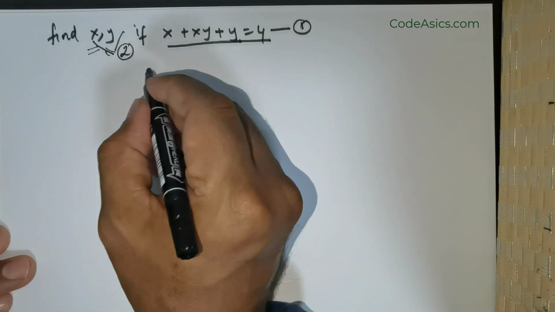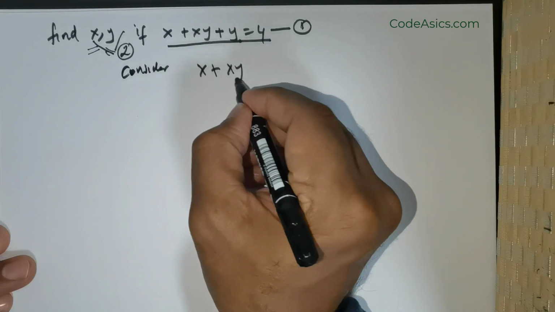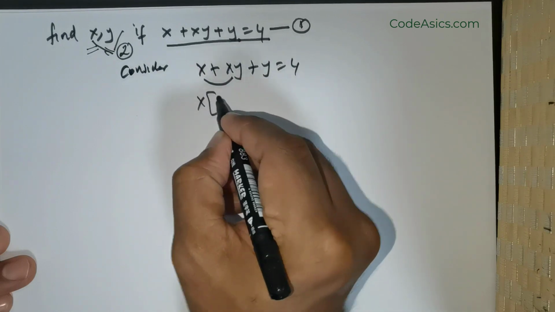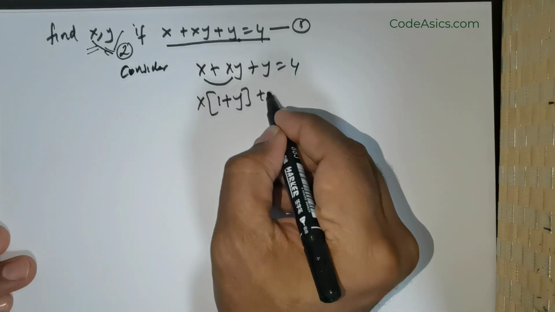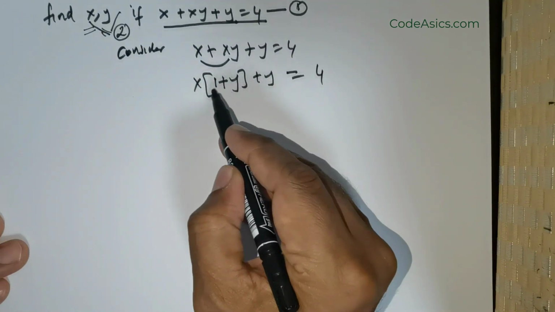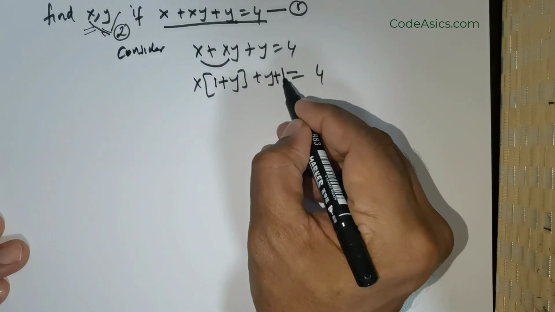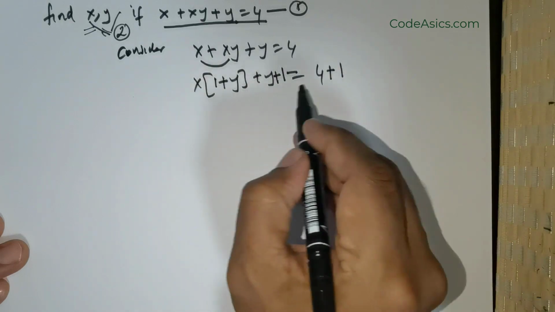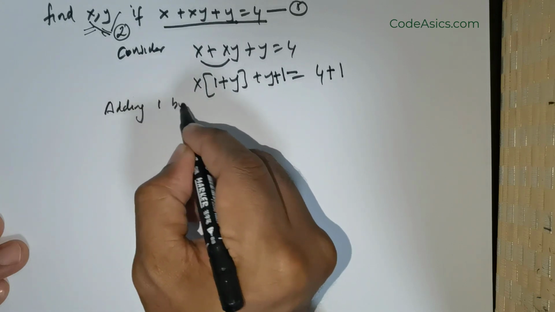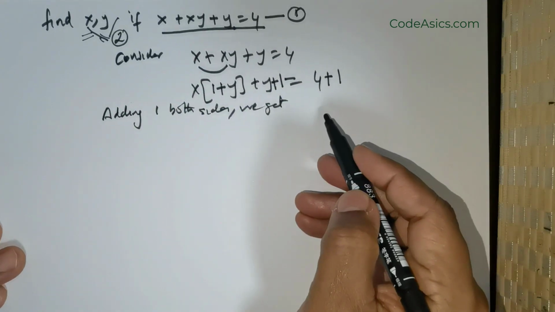Having made that statement, let me consider x + xy + y = 4. I will club these two together. I'll take x out. This would give me x(1 + y) + y = 4. Now what I wish to do is I would also like to have 1 + y on the side where y is featuring. So I will add a 1 here and I'll add a 1. So this is nothing but adding 1 on both sides. Adding 1 on both sides we get this.